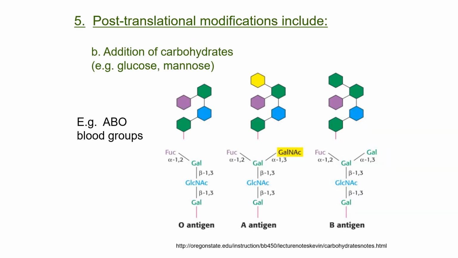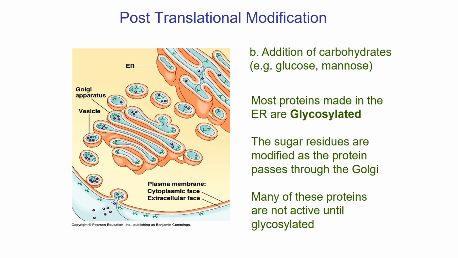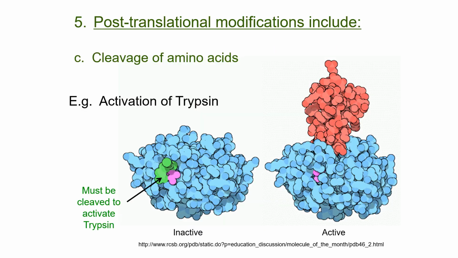Proteins often need to be glycosylated before they become active. Glycosylation is just a fancy term for adding sugars. And the example we've used before are the antigens, the proteins that stick out on the surface of red blood cells that identify your blood group. This glycosylation begins in the rough ER and is continued within the Golgi. And the Golgi ultimately decides where those proteins are going to go afterwards. So a lot of proteins, before they're fully active, they need to have sugars added.